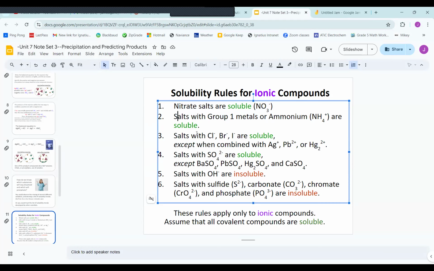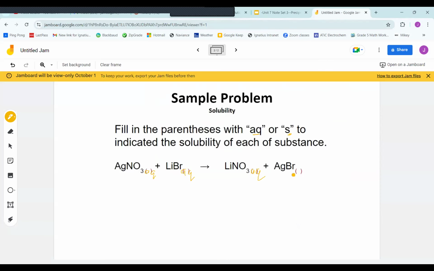Rule 3, salts with chloride ion, bromide ion, yes, that would apply, or iodide ion are generally soluble. Now read to the end of the rule here, except when combined with Ag+, Pb2+, or Hg2+. Hey, students, we have one of the exceptions. So rule 3 applies, but it's one of the exceptions that makes this your solid precipitate. AgBr will be the solid precipitate in this example.